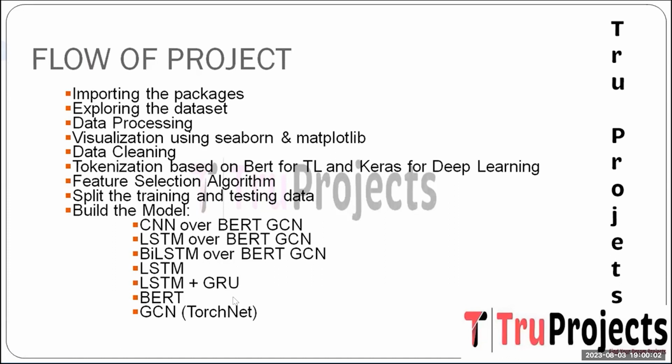And the next one is BERT. The influential BERT model, renowned for its contextualized embeddings and transformer-based architecture, is employed for the text classification task. And the next one is GCN with the TorchNet. The graph convolutional network implemented using TorchNet is utilized to effectively capture the relationships and dependencies within the data, further enhancing the model's text classification capability.